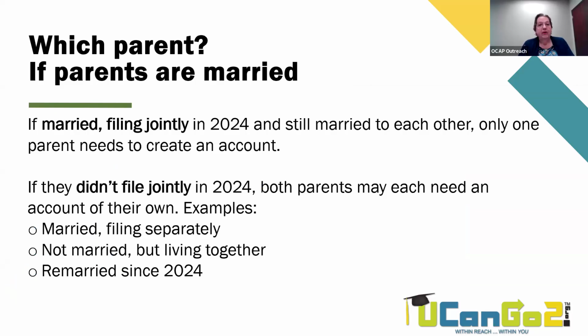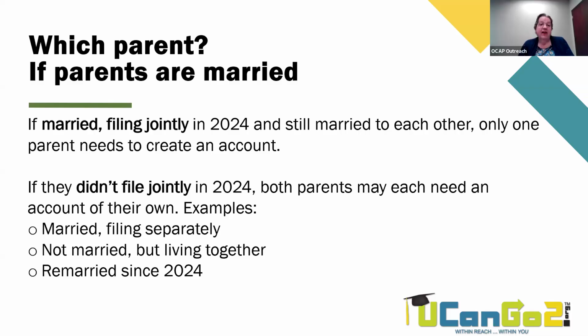Basically, the rule for married parents is pretty simple. If your parents, I say you because this whole PowerPoint is addressed to the student, if they're married and they were married in 2024 to each other, and they put married filing jointly on their tax return, that means there was only one tax return done, and so only one parent needs to open that new account at studentaid.gov.